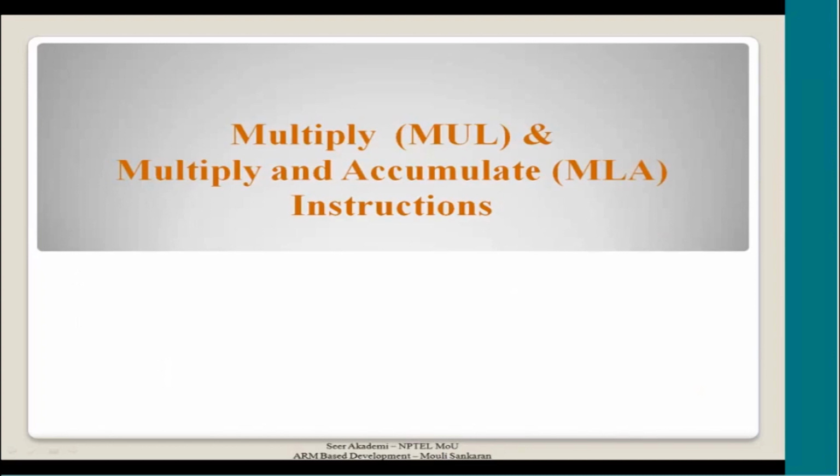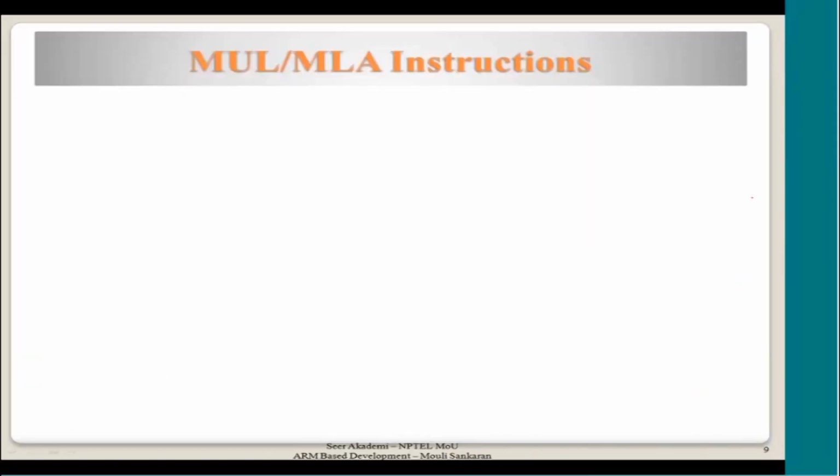Now, multiply and accumulate, you are already familiar. Mostly you must have executed multiply or divide operations using add and subtract. But now let us see the instruction MUL supported by ARM.